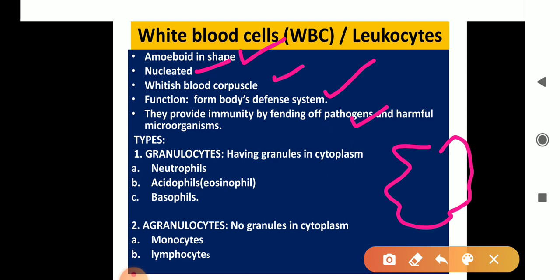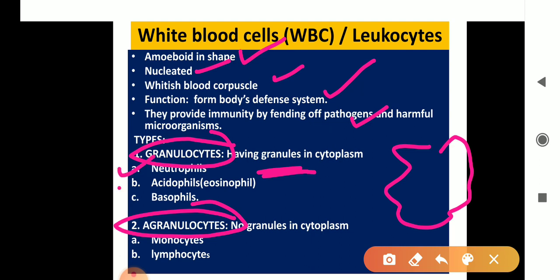Now WBCs are of two types. The first is called granulocyte and the second is called agranulocyte. Granulocyte means having granules in the cytoplasm. They have granules in the cytoplasm. That's why they are called granulocytes. These may be of three types: neutrophil, acidophil, and basophil. Acidophils are also called eosinophils. I will tell you in detail.